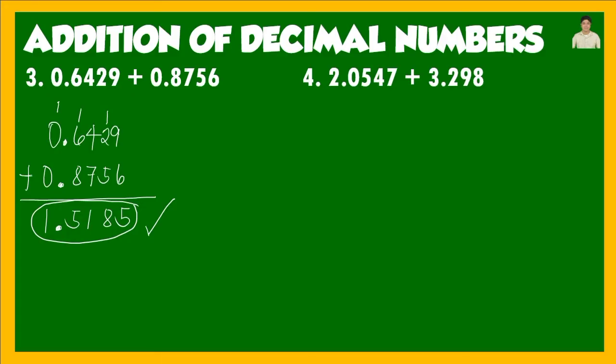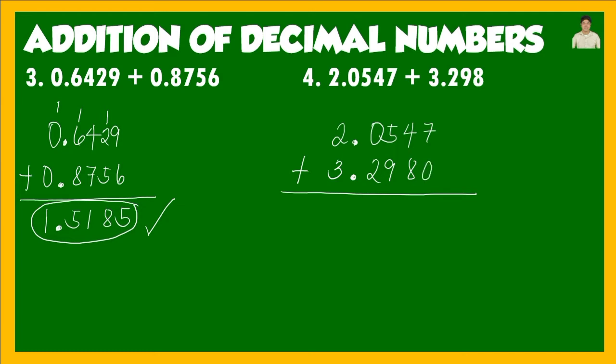Next. Ito naman, number 4. So, sulat natin 2.0547 plus 3 point, ayan, magkatapat sila, and then 298. So, ayan. Pwede rin tayo maglagay ng placeholder o yung 0 sa pagkatapos ng 8. Ayan. So, 7 plus 0, we have 7. 4 plus 8, we have 12. So, sulat natin 2. And then, i-regroup natin yung 1.